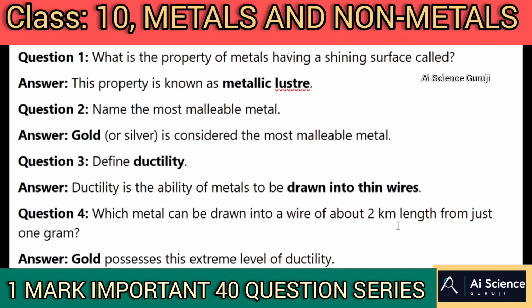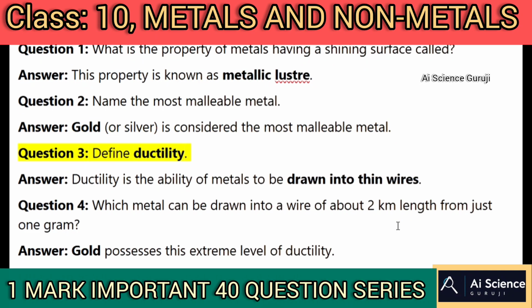Metals and non-metals. 1 marks important questions. Question 1. What is the property of metals having a shining surface called? Answer. This property is known as metallic luster. Question 2. Name the most malleable metal. Answer. Gold or silver is considered the most malleable metal.